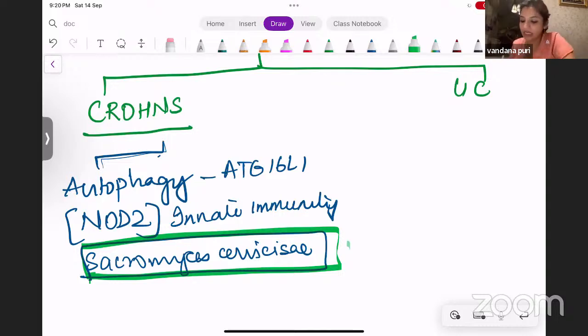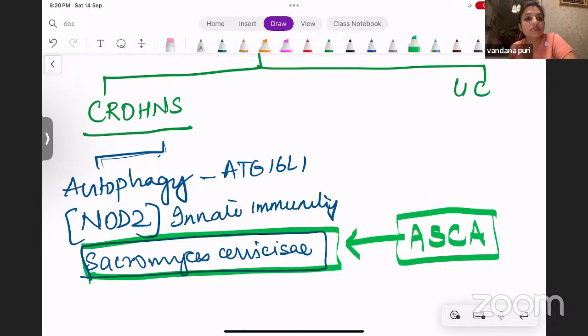So that is why the antibody which is present in Crohn's disease is called anti-Saccharomyces cerevisiae antibody. What is this called? Anti-Saccharomyces cerevisiae antibody. Okay, so remember this organism very well.